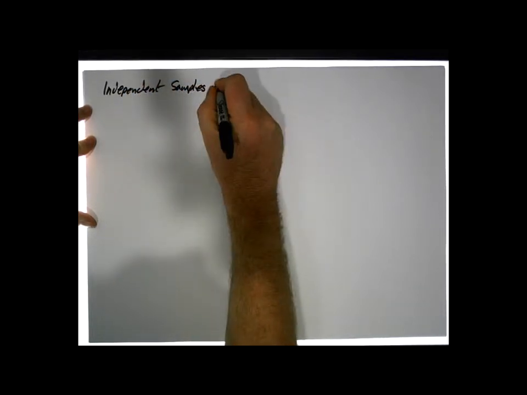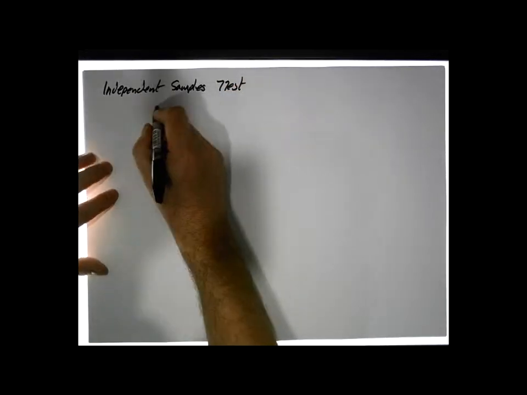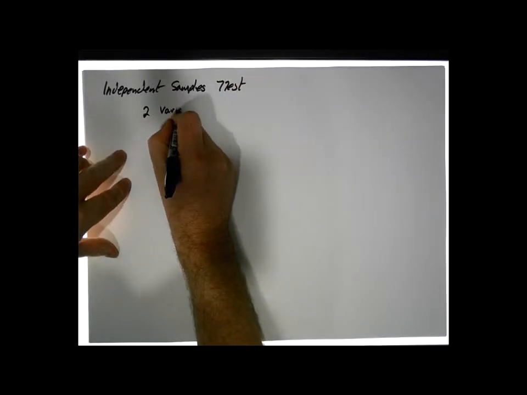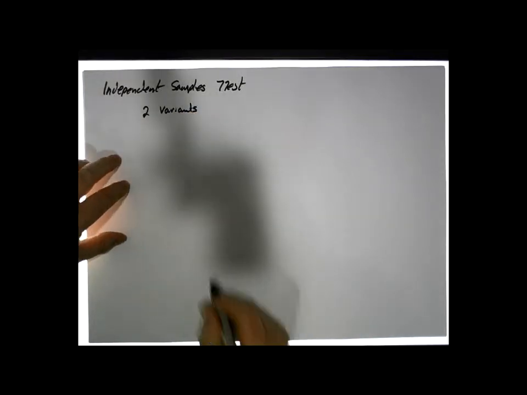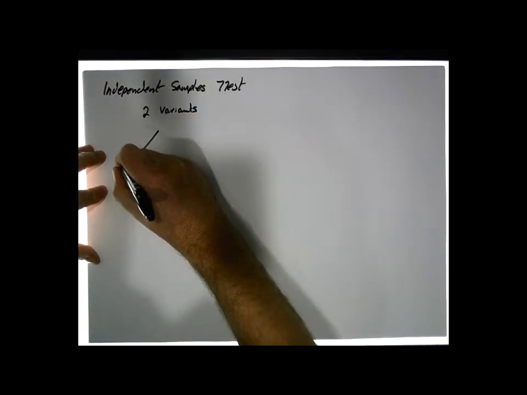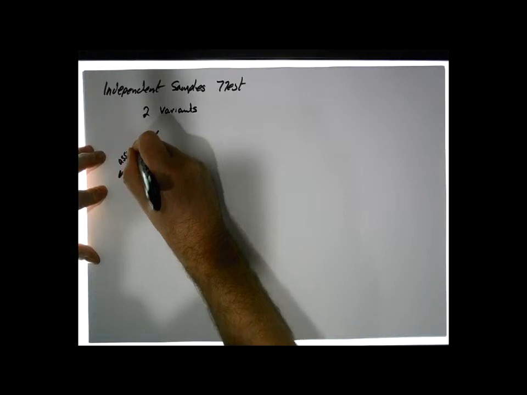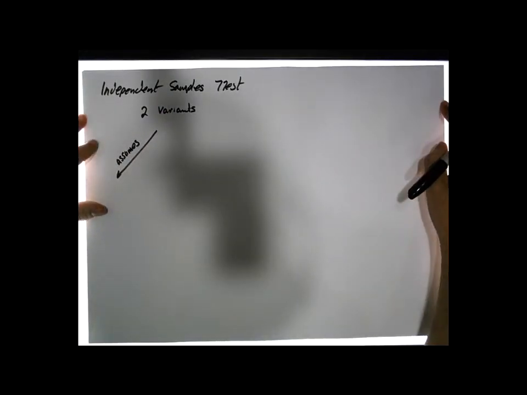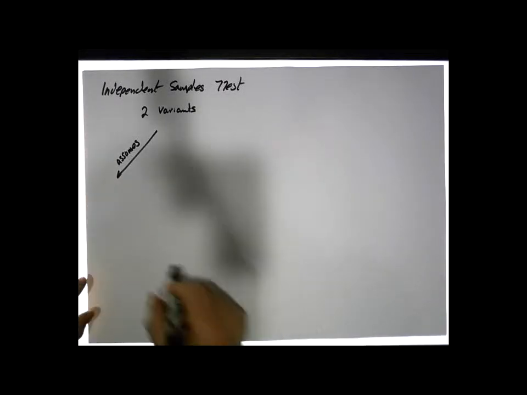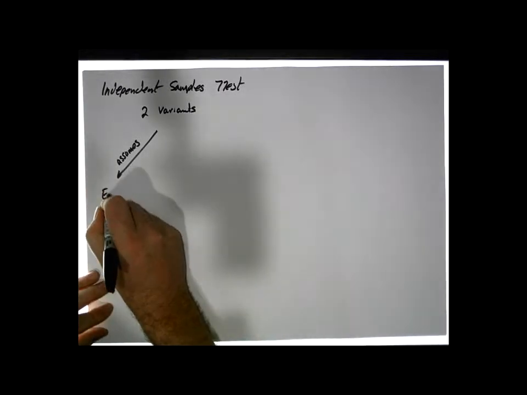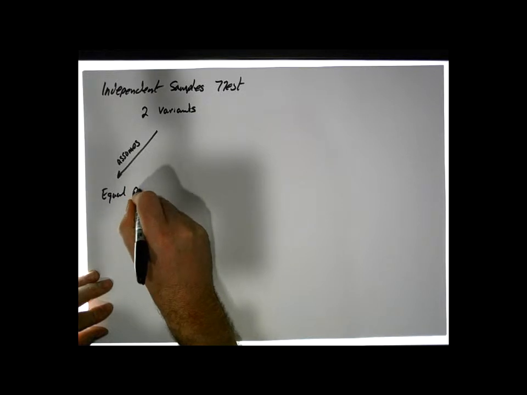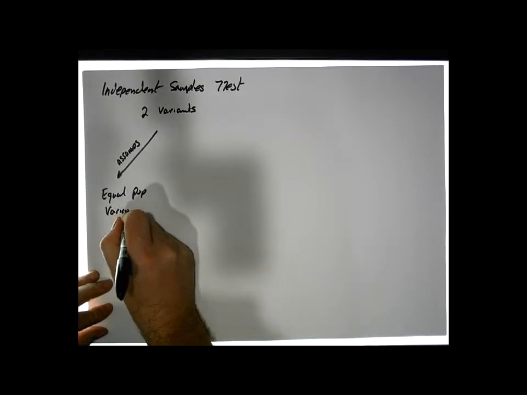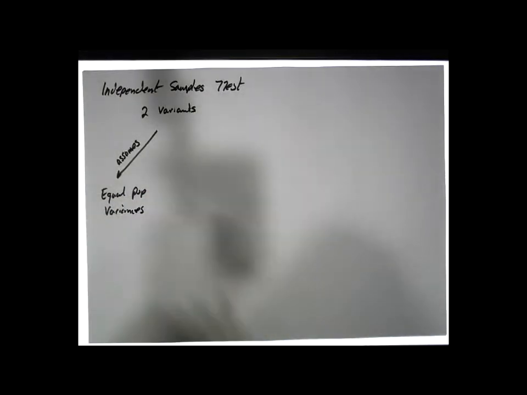Now, let's just keep in mind that there are two variants of this test. There's the one that assumes that the two groups themselves have been randomly selected from populations that have the same variance. So that assumes equal population variances. It doesn't mean that we know them. It just assumes that they're equal.